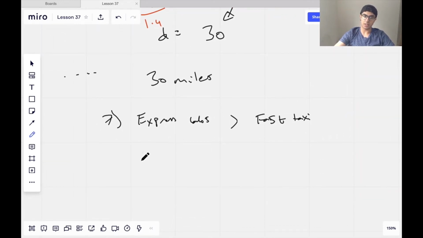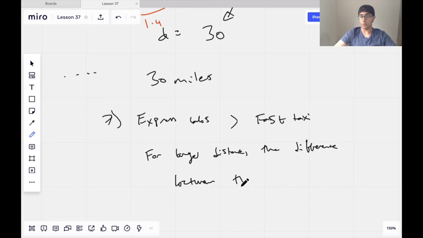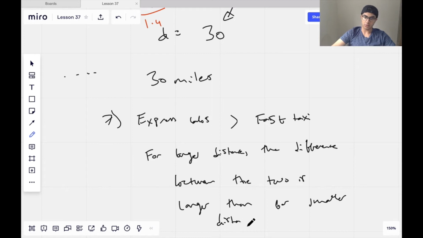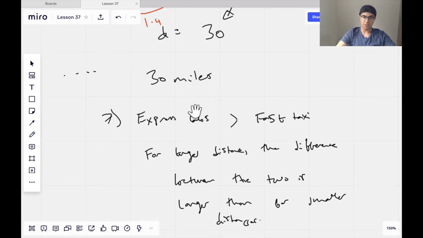And the other thing is you can say something like for larger distances the difference is greater, or something like that. Larger distances, the difference between the two is larger than for smaller distances. Sorry, I know this is poor handwriting. I'm just trying to get this done a bit quicker.